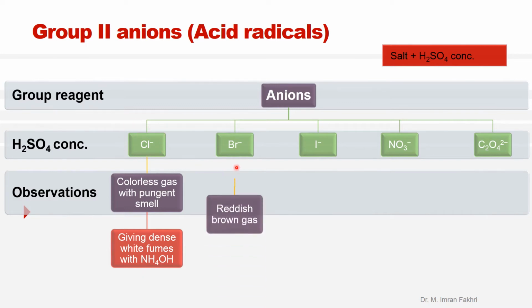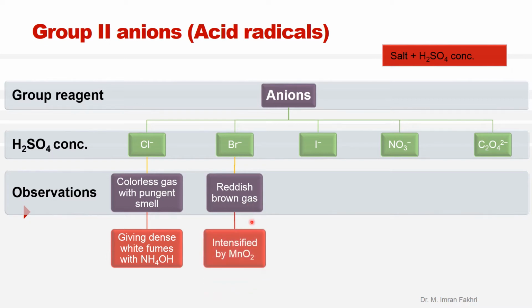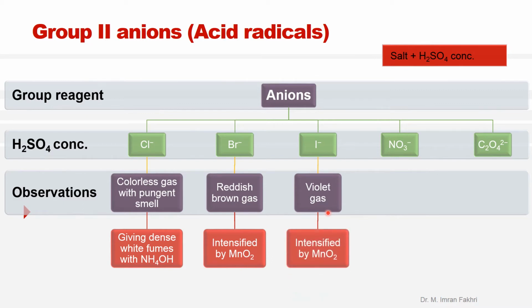We are going to say our salt contains the chloride negative ion. If the salt contains bromide negative ion, a reddish brown gas is going to be evolved with the addition of concentrated sulfuric acid to the salt. This reddish brown gas is going to be intensified by the addition of MnO2. If the salt contains iodide negative ion, violet gas is going to be observed, and its color is intensified by the addition of MnO2.